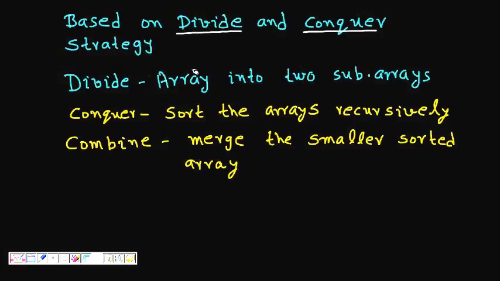So divide, here what we do, we divide the array into two sub arrays, one on the left and one on the right. Then we recursively solve the smaller arrays, and when those sub arrays, the left and the right sub arrays, are sorted, then we merge these two sorted arrays together. Okay, so that's the idea.